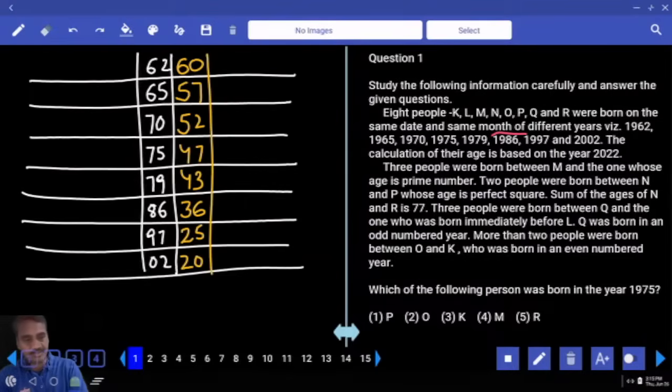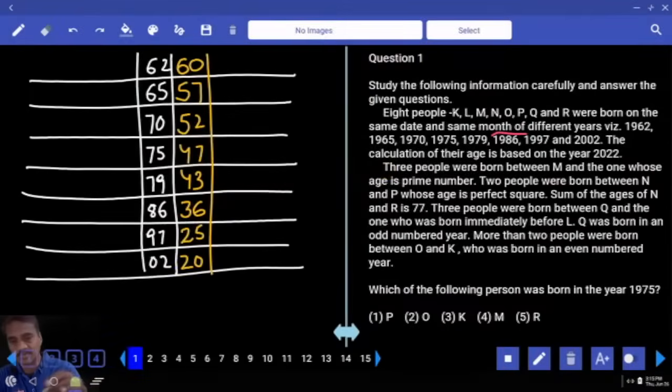Then 3 people were born between M and the one whose age is a prime number. Now, the age is a prime number. How many possibilities do we have? Only 2 prime numbers, 43 and 47. There are 3 persons between M and the one who was 43 years.